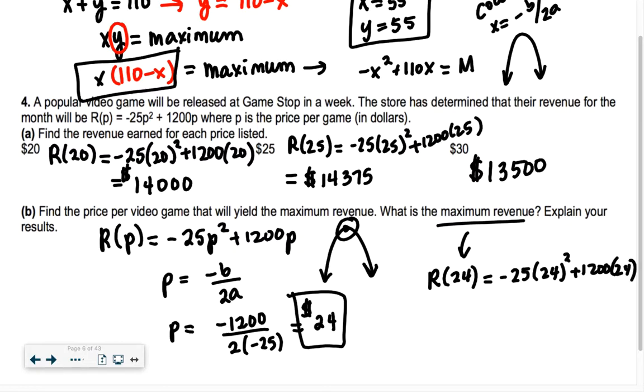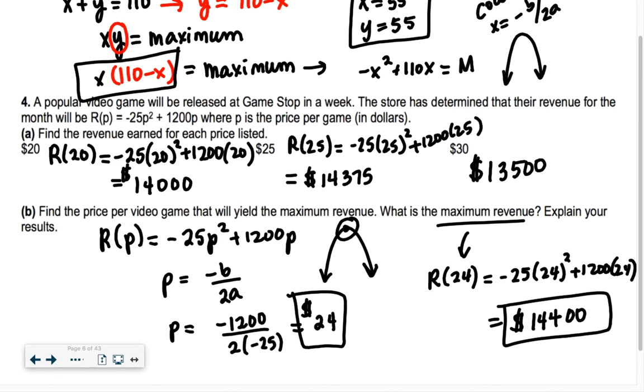So I have negative 25 times 24 squared plus 1200 times 24. It's 14,400. I had my calculator on for that. I couldn't do all that work in my head. I mean, you could, but it'd be kind of annoying, right?